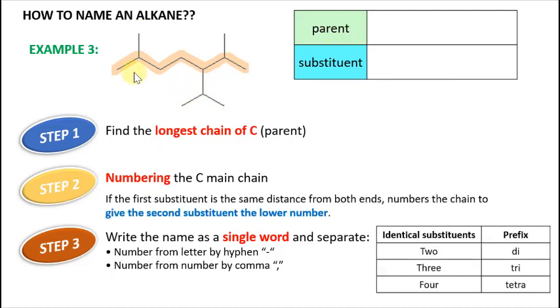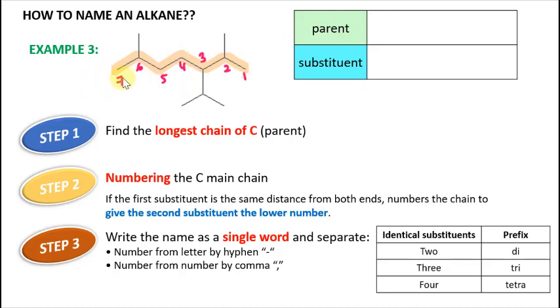If the first substituents are at the same distance from both ends, we are going to number our main carbon chain to give the next substituent the lowest number. For example, here if we number it from right to left, the first substituent is on carbon number 2 and the second substituent is on carbon number 3. But if we number it from left to right, the first substituent is still on carbon number 2, but the second substituent falls on carbon number 5. So between 3 and 5, 3 is the lowest number. So we are going to number our longest carbon chain here from right to left.